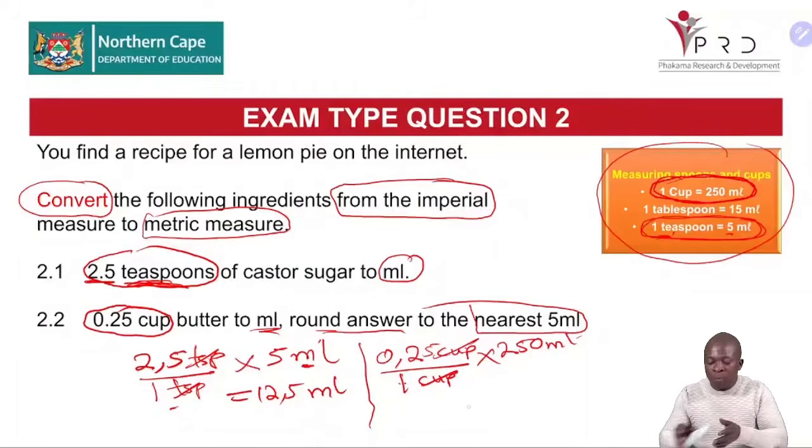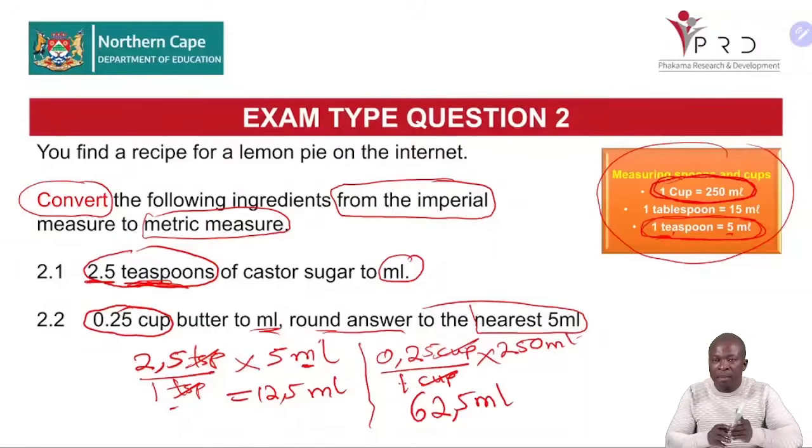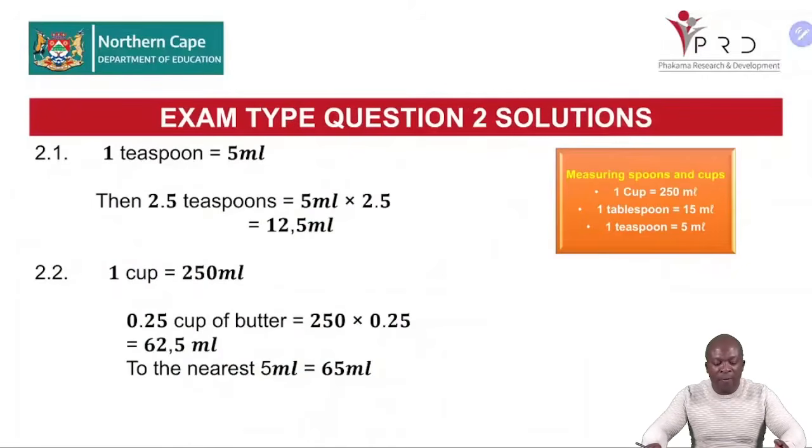So let's press them. We are going to take our calculator and we will say 0.25 multiplied by 250, and that will give us 62.5 milliliters. But don't forget what the examiner said here. We want it to be closer to where? The nearest 5 milliliters. So is it going to be closer to 60 or closer to 65? I would say it will be closer to 65.